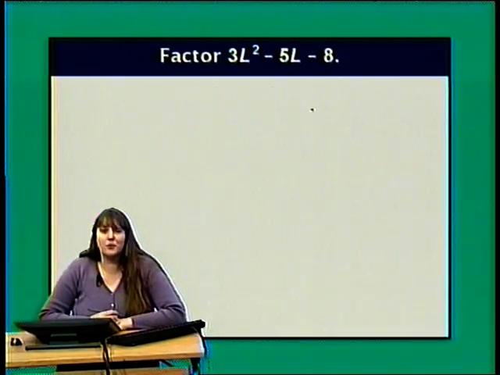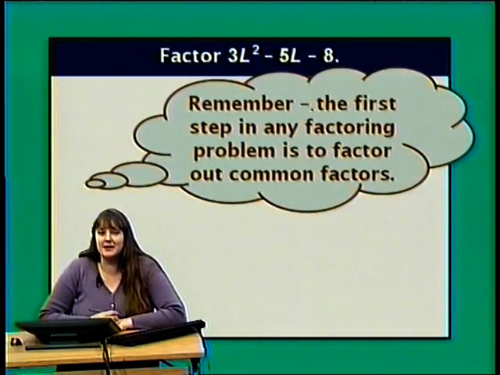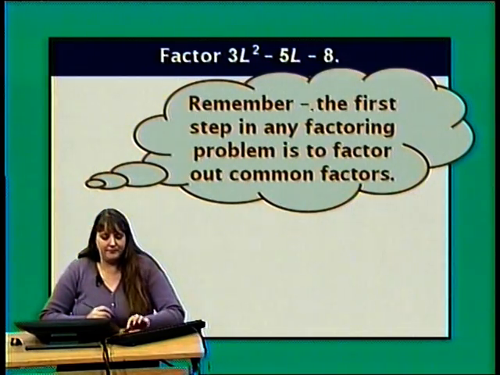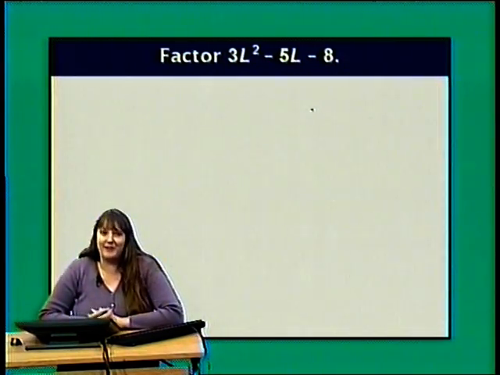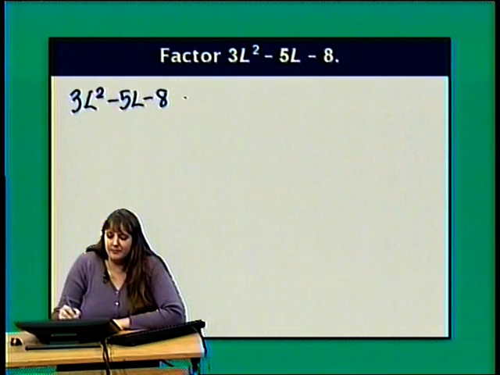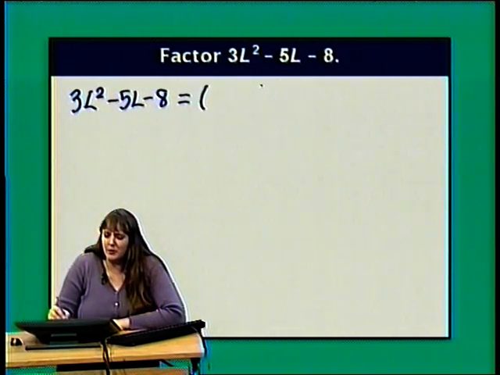Now let's factor 3l squared minus 5l minus 8. Again, remember the first step in any factoring problem is to factor out common factors. You always want to check your polynomial for common factors. 3l squared, negative 5l, and negative 8 only have a common factor of 1. So let's start factoring 3l squared minus 5l minus 8 as a product of two binomials.